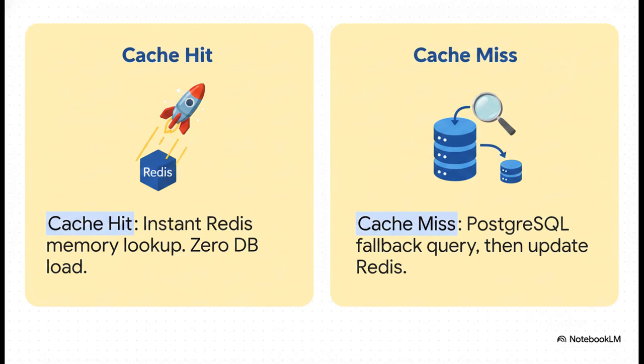We have to look at 2 scenarios, a cache hit versus a cache miss. A cache hit? That means FastAPI checks Redis, finds the original URL instantly in memory, and redirects the user. 0 database load. Lightning fast. But what if it's a cache miss? Well, FastAPI has to do a fallback query directly to PostgreSQL. Once it finds the URL, it immediately updates the Redis cache with a 1-hour time to live.